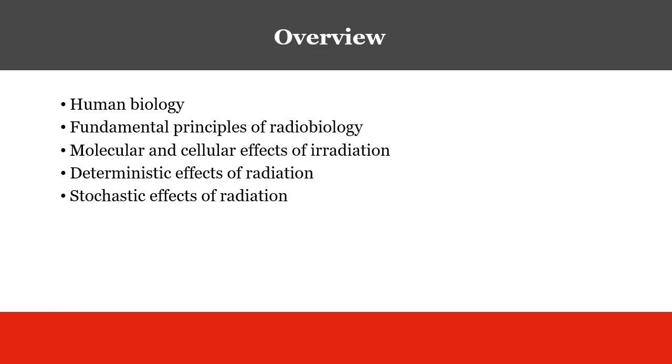We're going to talk about 5 topics from Bouchon's textbook in this recording. The first one is human biology from chapter 29 of his textbook. The next one is fundamental principles of radiobiology. And then we're going to talk about 2 chapters combined on molecular and cellular effects of irradiation, and end with deterministic effects and then stochastic effects of radiation.